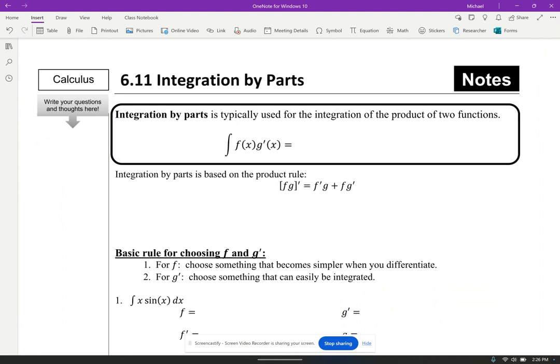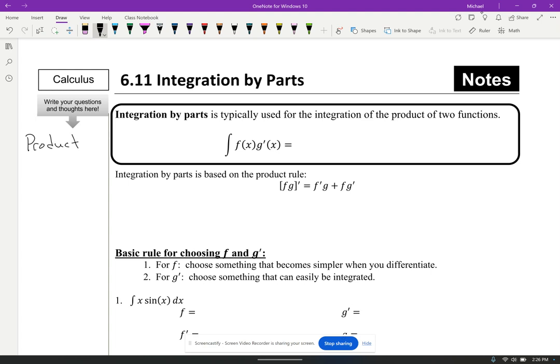And this integration by parts is really what we would use whenever we're multiplying functions. And so just a quick recap over here on the side. Remember that when we were multiplying functions, I couldn't just take the derivative of the first times the derivative of the second, right? So we had to use this product rule.